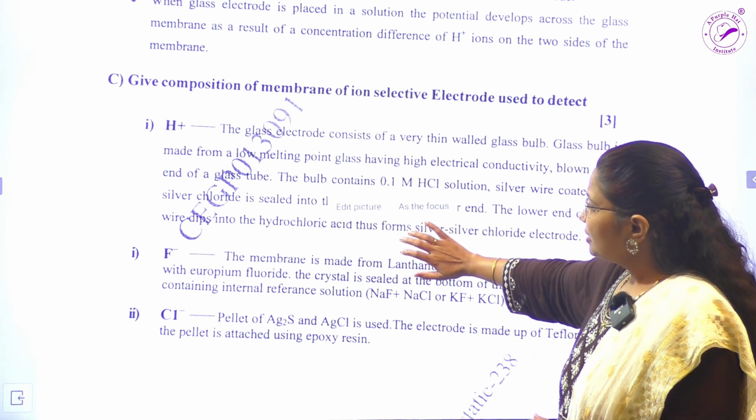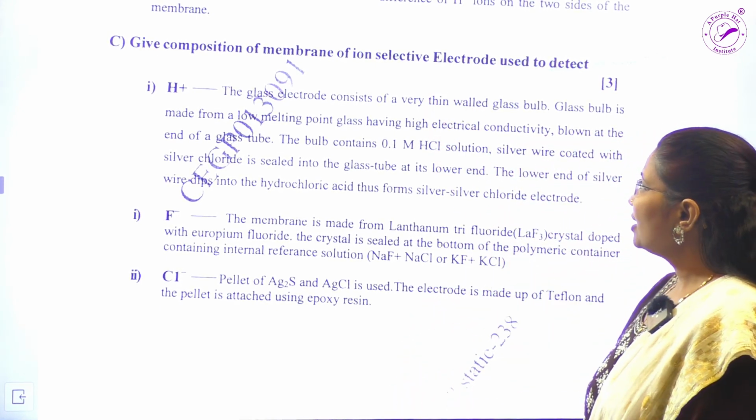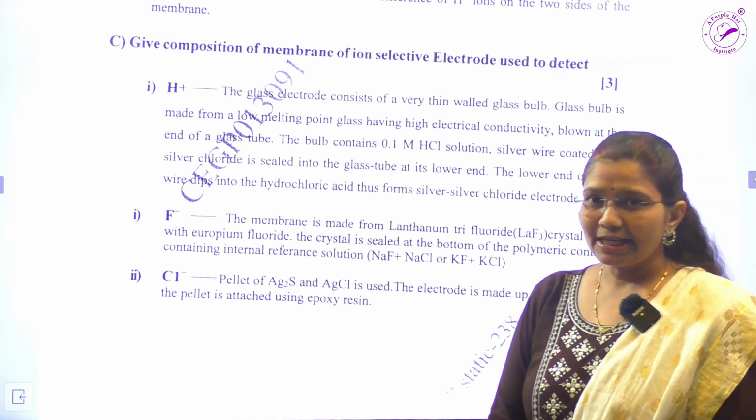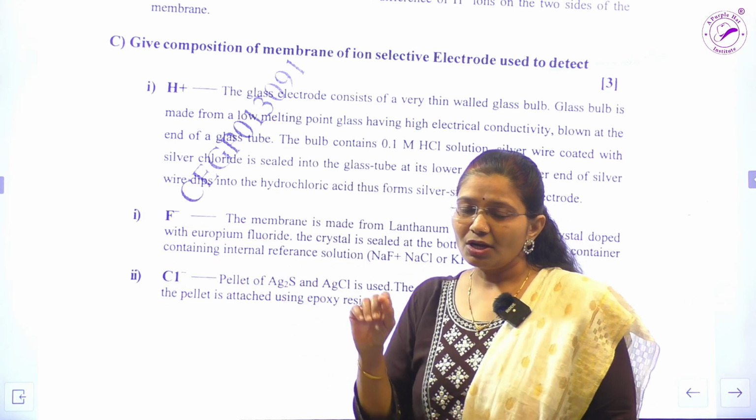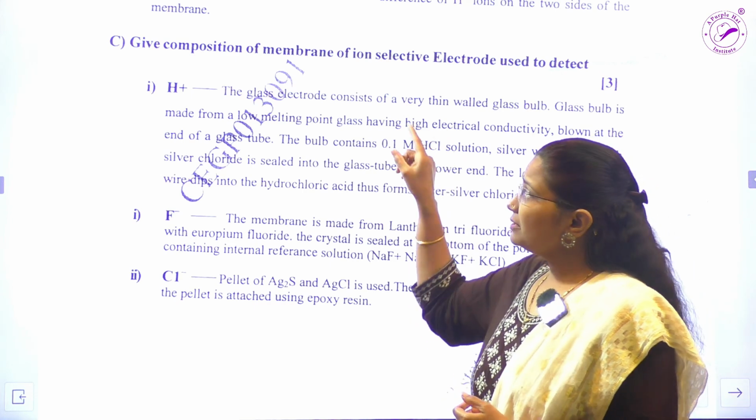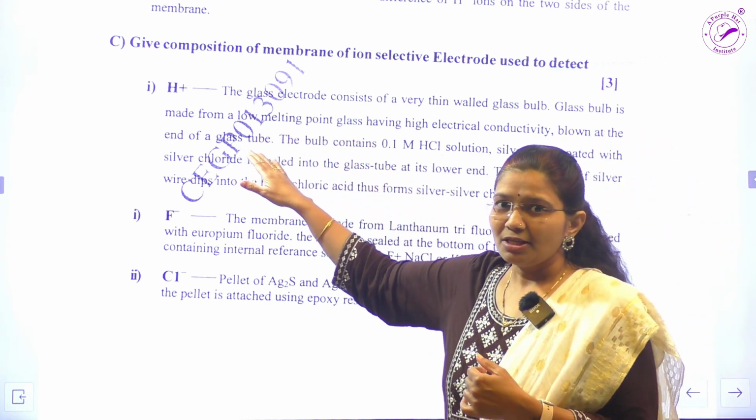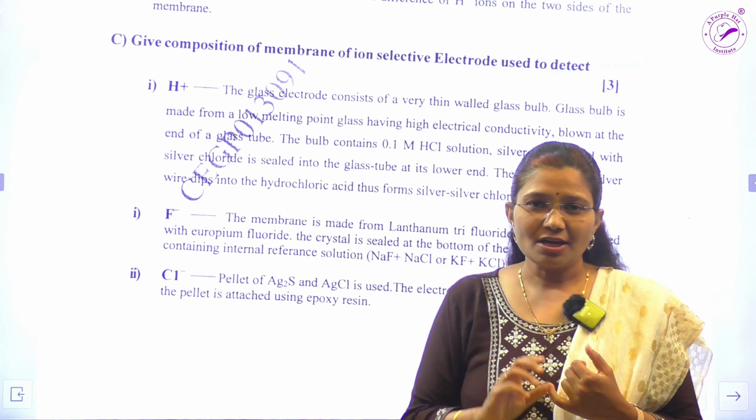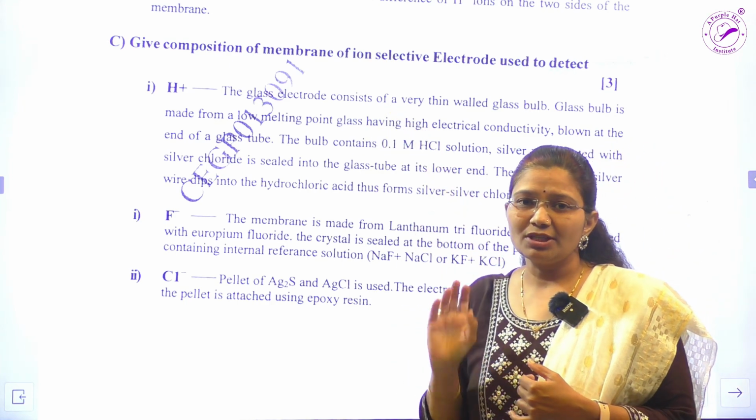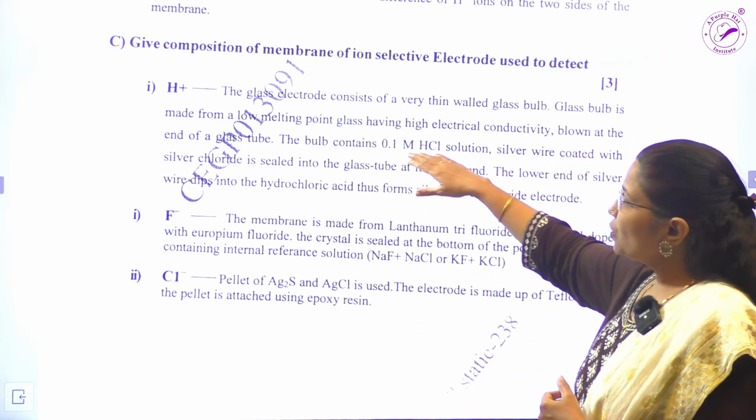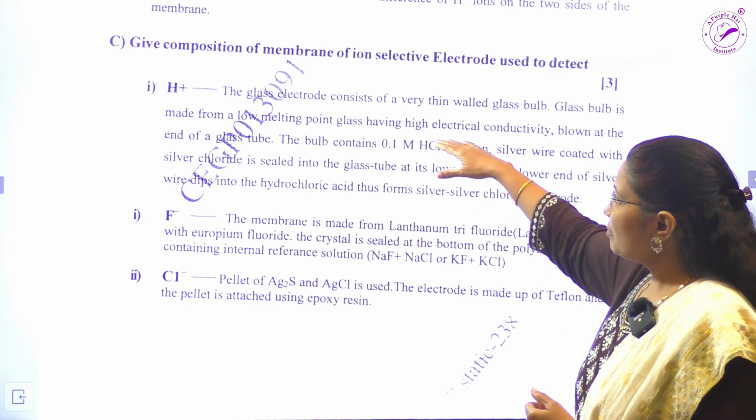Now the next question, that is 3C: give the composition of the membrane of the ion selective electrode used to detect these 3 ions, H plus, F minus and Cl minus. Here you have to give the composition of the membrane of the electrode which detects the H plus ions. To detect the H plus ions we use the glass electrode, you know that. This glass electrode consists of very thin wall glass made from low melting point glass to have high electrical conductivity. So this is the composition of the membrane.